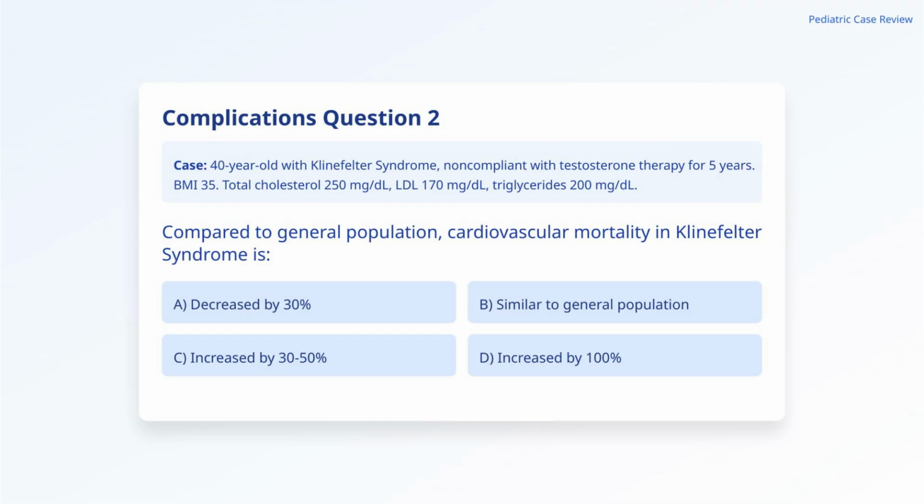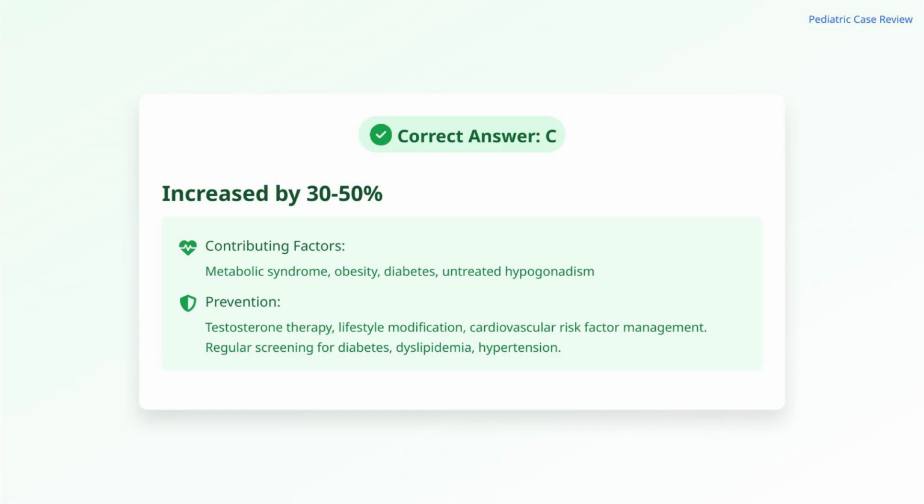Lipid panel shows total cholesterol of 250 milligrams per deciliter, low-density lipoprotein of 170 milligrams per deciliter, and triglycerides of 200 milligrams per deciliter. Question: compared to the general population, cardiovascular mortality in Klinefelter syndrome is Option A: decreased by 30%. Option B: similar to general population. Option C: increased by 30 to 50%. Option D: increased by 100%. The correct answer is C: increased by 30 to 50%.